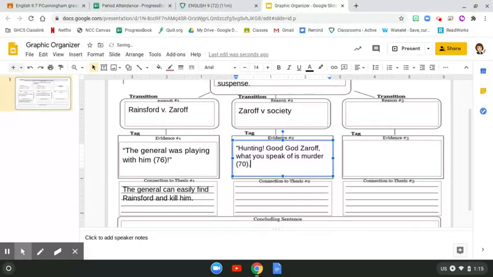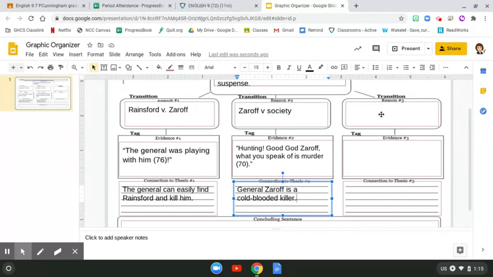And the reason why I think this adds suspense is because it shows that the general is a cold-blooded killer, and he will kill Rainsford if he finds him. I can't type. Okay, so that's my explanation. How this conflict adds suspense is because we know that Zaroff will kill him if he finds him.